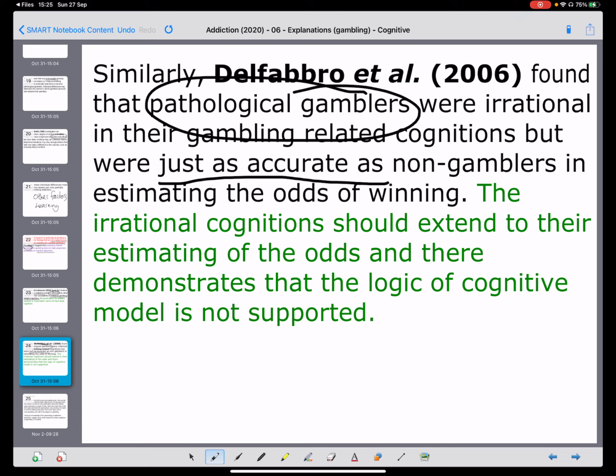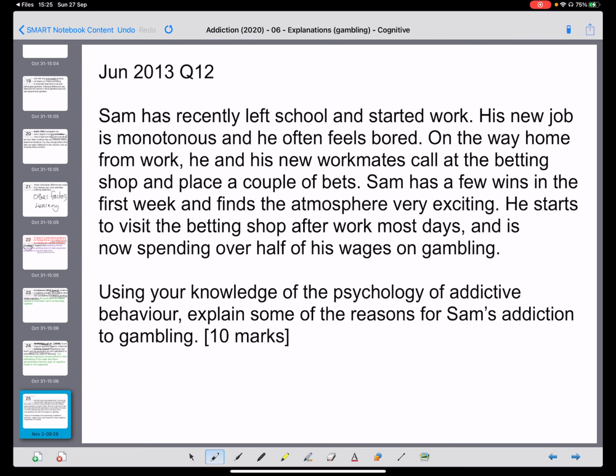Or they alternatively could turn to something like this, which is an applied question. Now, this applied question is from 2013, so therefore not part of your specification, but it really does highlight the idea that sometimes reading the question is really important. You might read through the scenario about Sam and go, oh yeah, this is all about risk factors. Clearly, he's young, he feels bored, he hangs out with his workmates, and therefore we can probably find quite a few risk factors there.